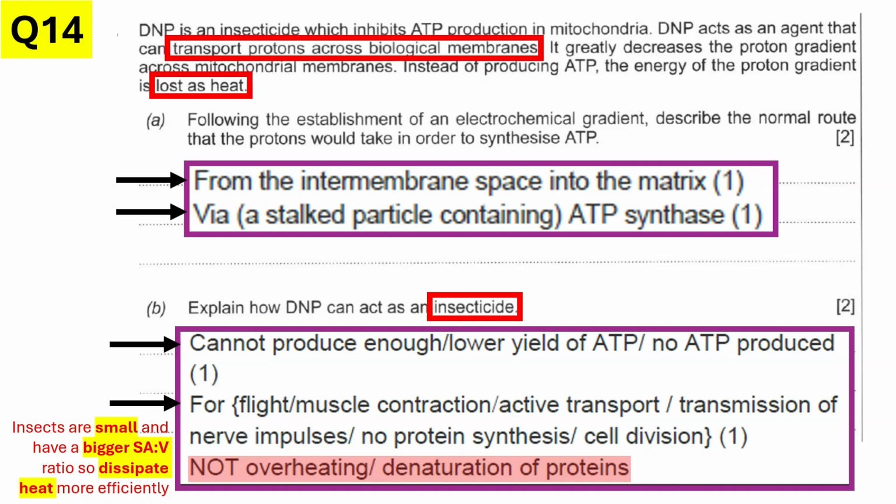Now, if DNP is used in humans, it can cause denaturing of some of the proteins in the cells of the human, but because insects are so small, they're going to have a much bigger surface area to volume ratio compared to humans, and therefore they can dissipate the excess heat more efficiently, which might mean actually that some of the proteins or the enzymes are not necessarily being denatured. So the main problem in insects is the lack of ATP and the lack of the processes that would normally use ATP.